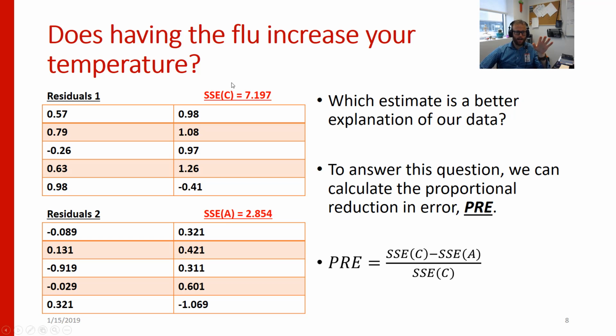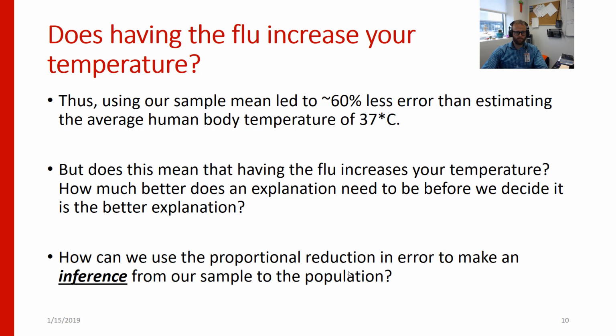So we're going to do 7.197 minus 2.584, divided by 7.197, in order to get a value of PRE. Plugging those values into the equation, you can see that we get 0.603. So there's approximately a 60% reduction in the sum of squared errors by using the sample mean rather than using the known population mean of 37. So this seems pretty good. We've significantly reduced the amount of error in our sample by using our sample mean.